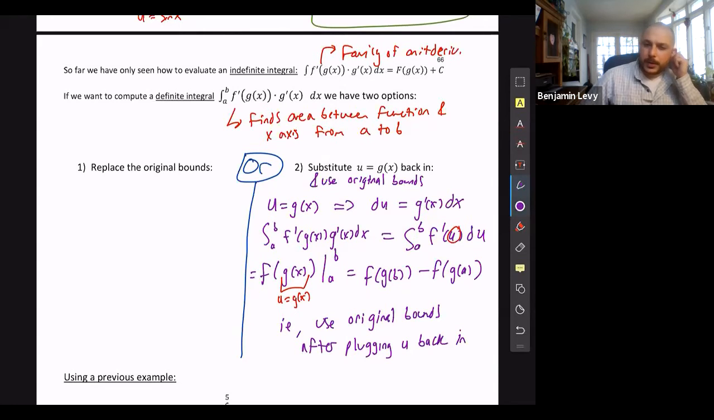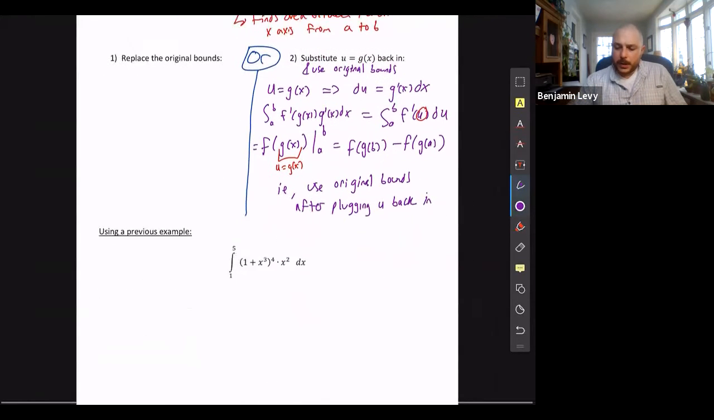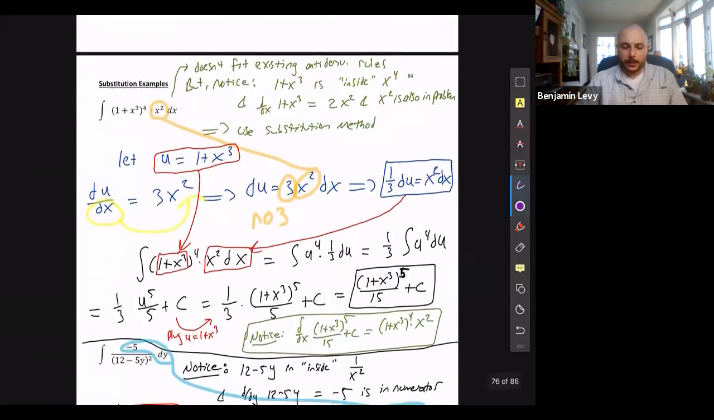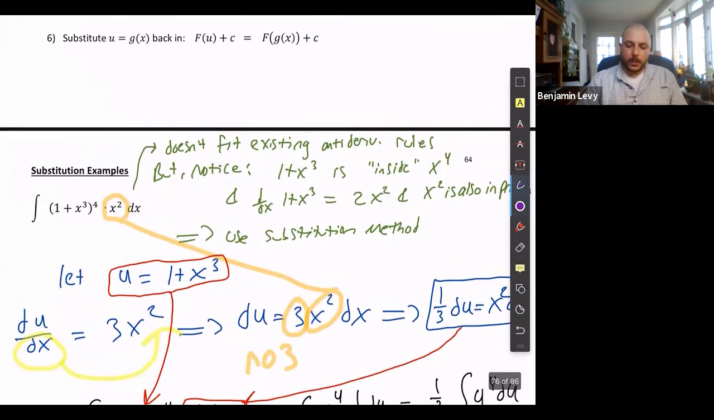Should we do this example first or look at the other one? Yeah, so maybe let's just go right onto the problem and do this example with that method. This example we already saw. The integral from 1 to 5 of 1 plus x cubed to the 4th times x squared was the first example we did, right? And I actually referred to it earlier today. So we already know how to integrate this thing, right?